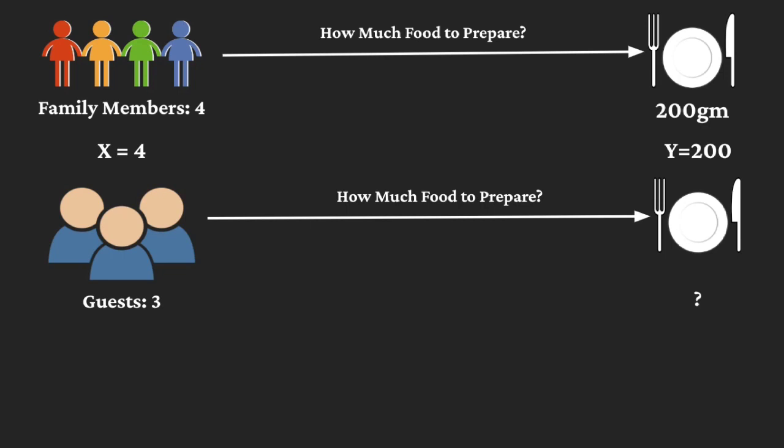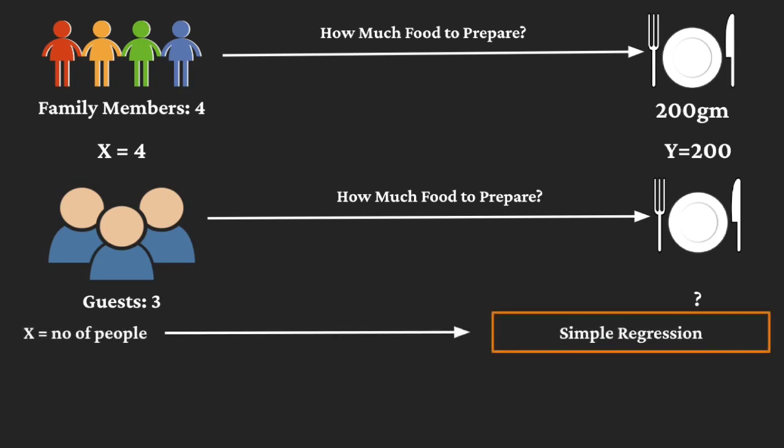And how she is doing it is that she knows the relationship between the number of people and the amount of food they are going to require. Of course, in real life there are too many things she is going to consider, and her intuition is going to play a major role, but this is a very simple example of regression.